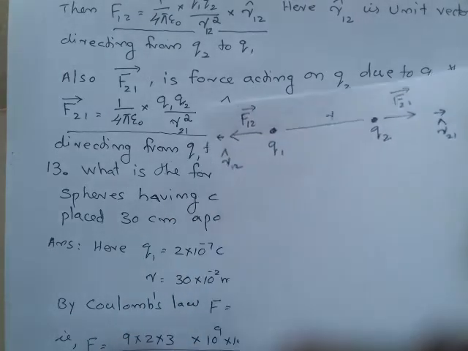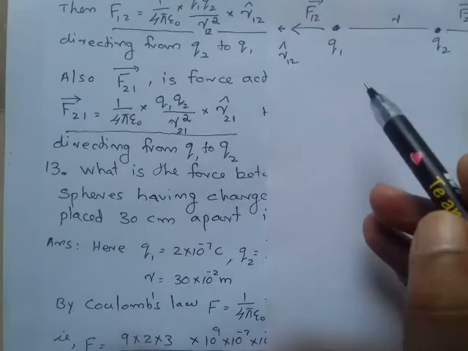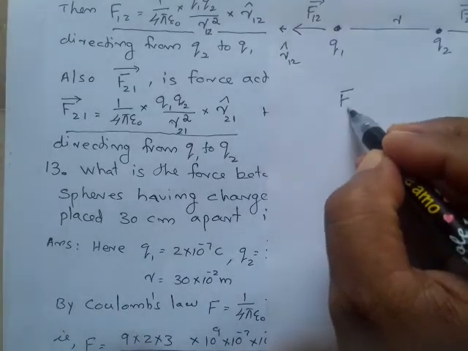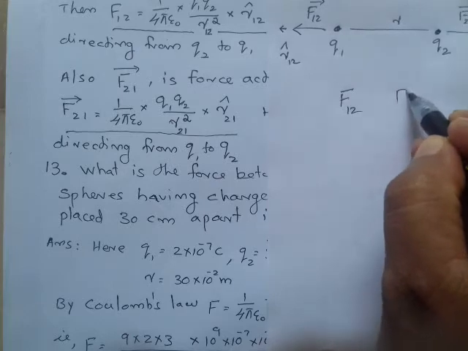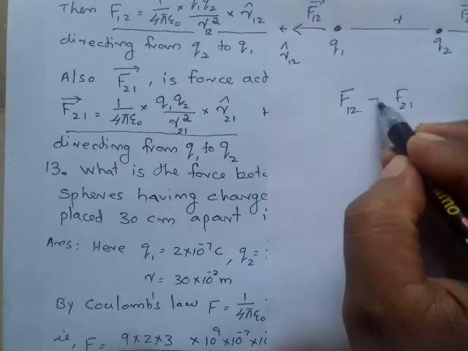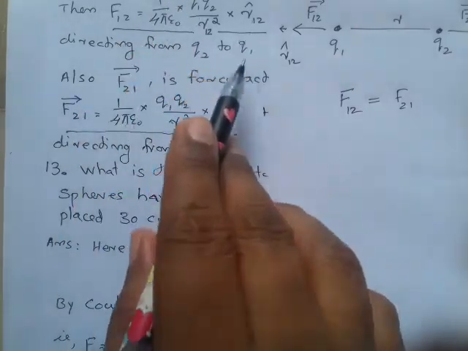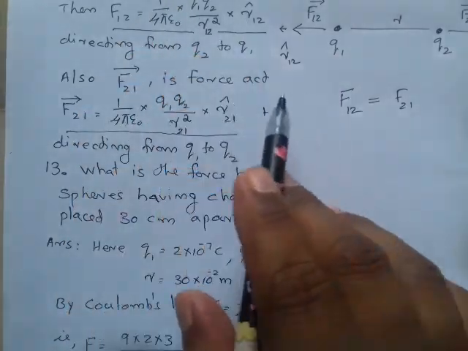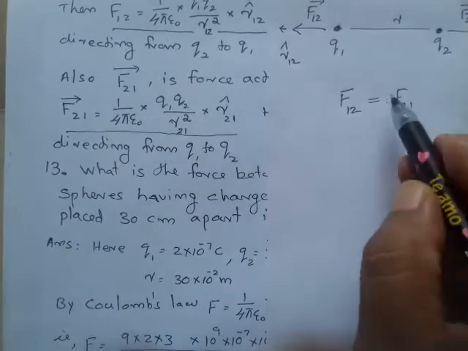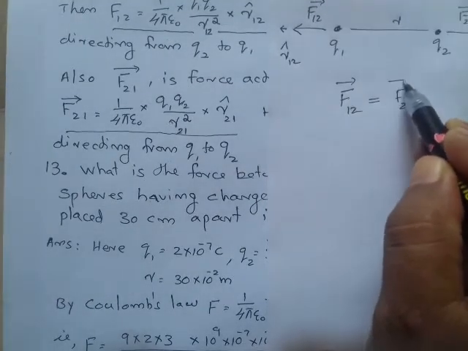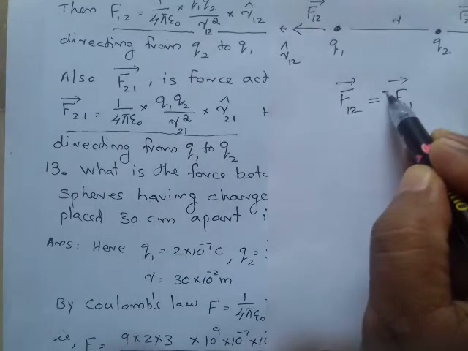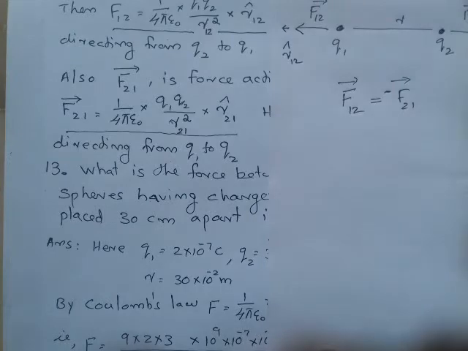So we can see that these two forces, vector F12 and vector F21, are the same in magnitude, because everything is the same, only the unit vector differs, and that gives the opposite directions. So if you write it in this manner, we have to give a negative sign here. One is the negative of the other vector.